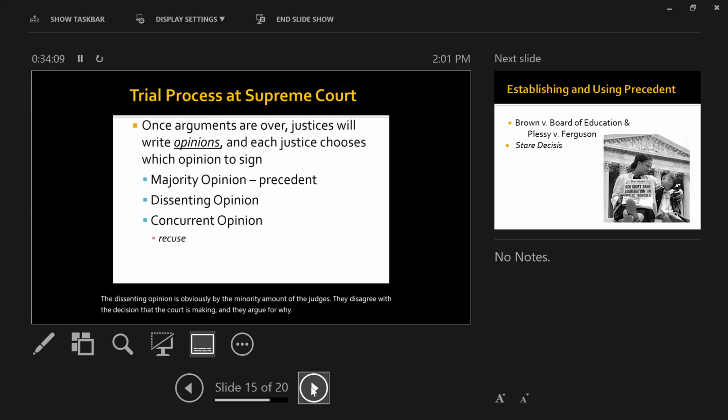And a concurrent opinion is basically an opinion agreeing with the majority opinion, but they want to add in their own information. Like in discourse, when you say, "I agree and I would like to add," that is basically a concurrent opinion.